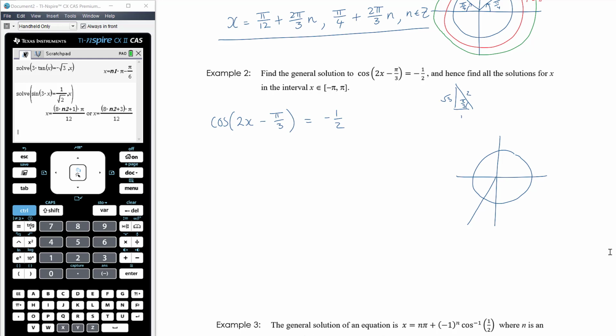Okay, sorry, and I'm going to draw that vaguely straight. Alright, so here and here. Okay, so pi on 3 up from the x-axis in the second quadrant, and pi on 3 down from the x-axis in the third quadrant.